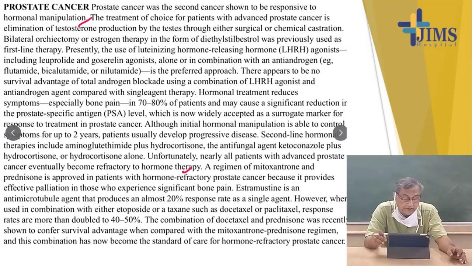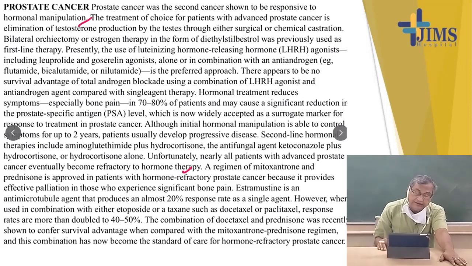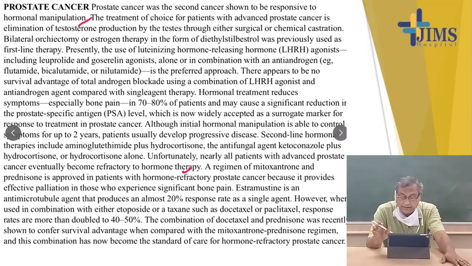Estramustine is an antimicrobial agent that produces almost a 20% response rate as a single agent. However, when used in combination with either etoposide or a taxane such as docetaxel or paclitaxel, the response rate has more than doubled, to 40 to 50%. The combination of docetaxel and prednisolone was recently shown to confer a survival advantage when compared with the mitoxantrone prednisolone regimen, and this combination has now become the standard of care for hormone refractory prostate cancer.